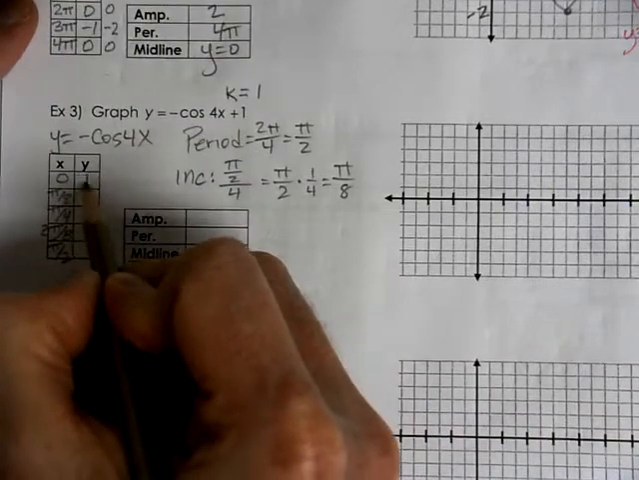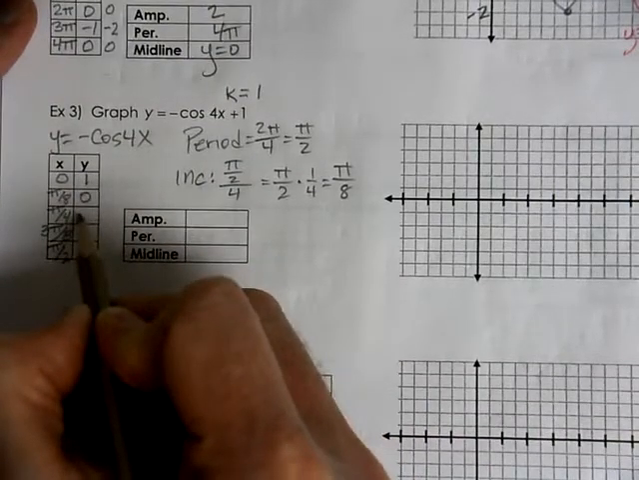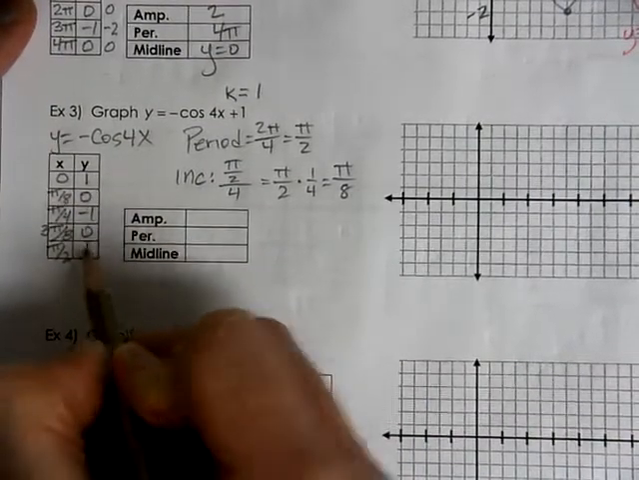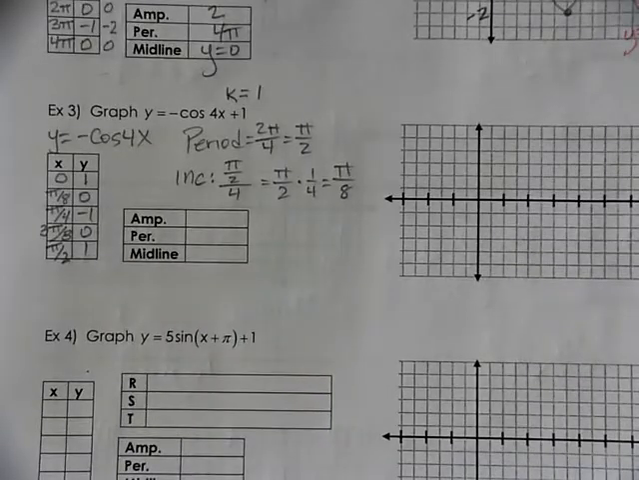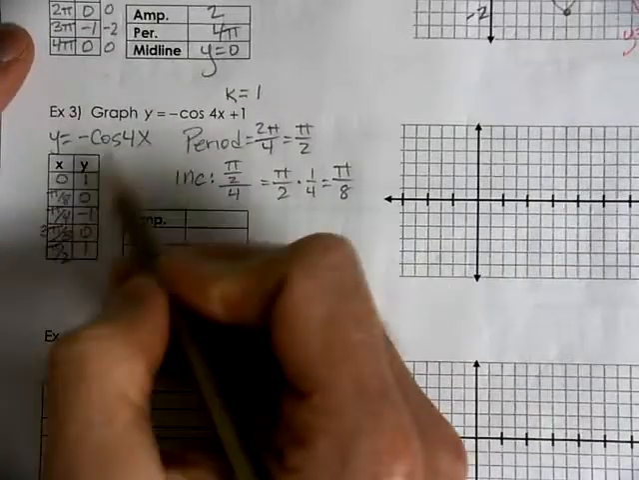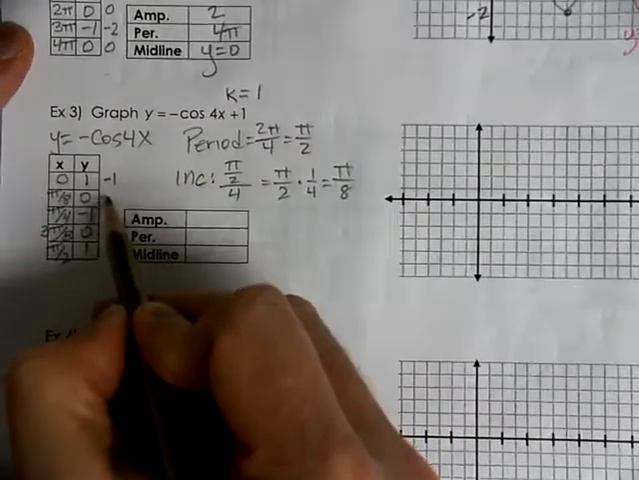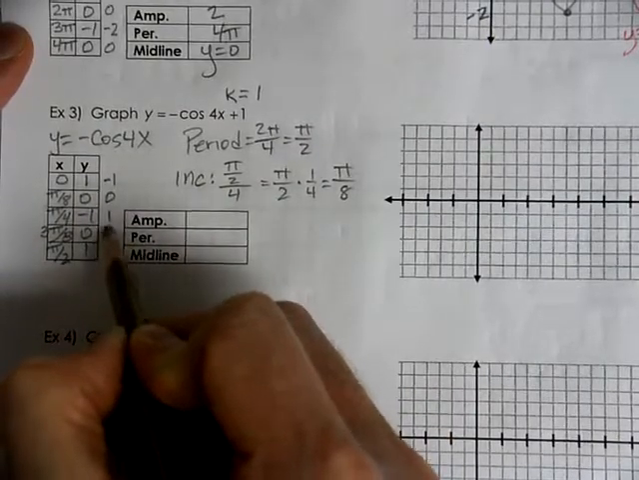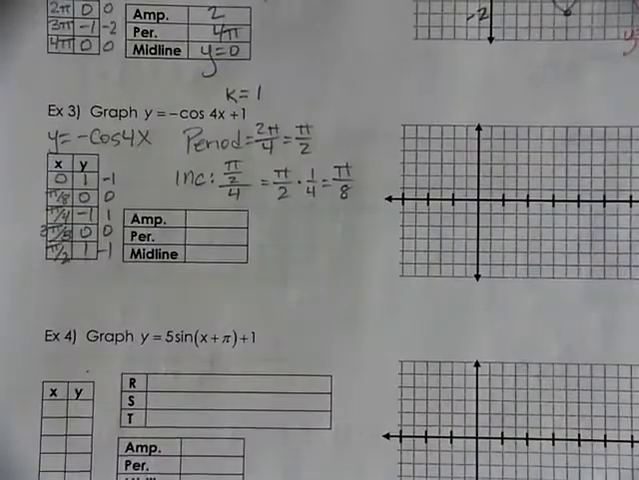Cosine starts with 1, goes to 0, then to -1, back to 0, and 1. The A value is going to multiply all of those by -1. So this is going to be reflected over the x-axis.